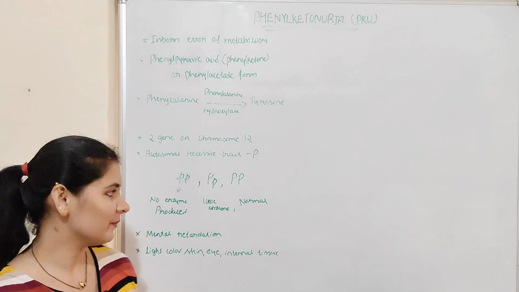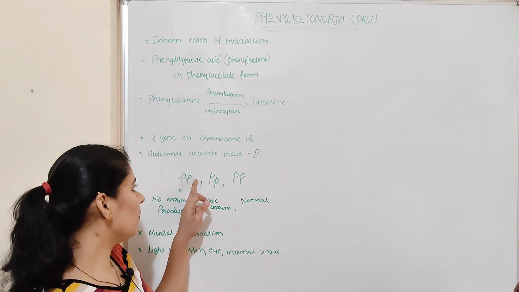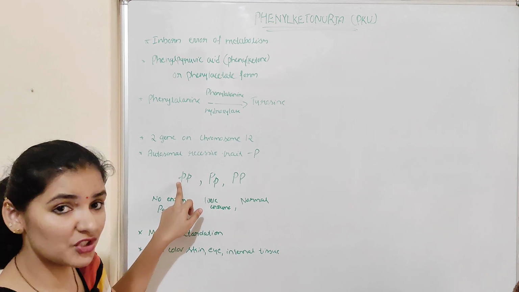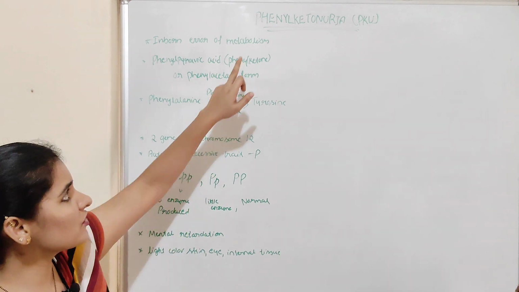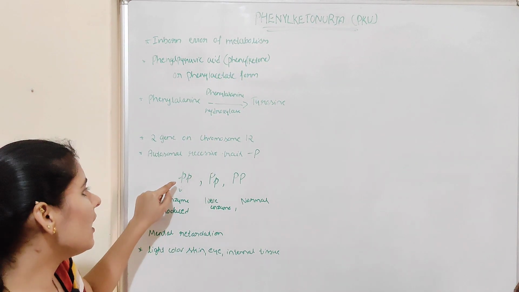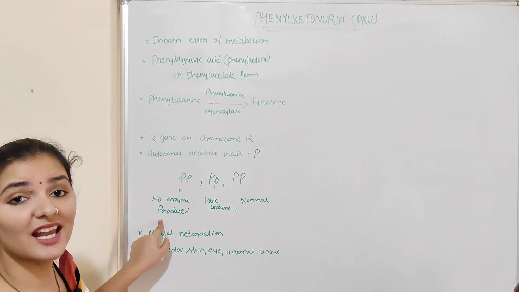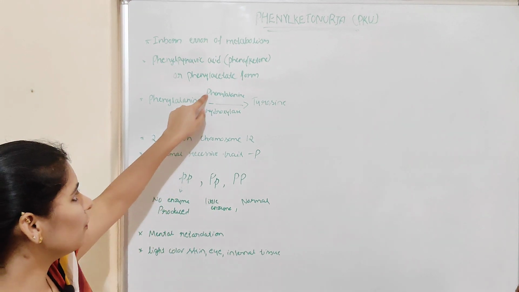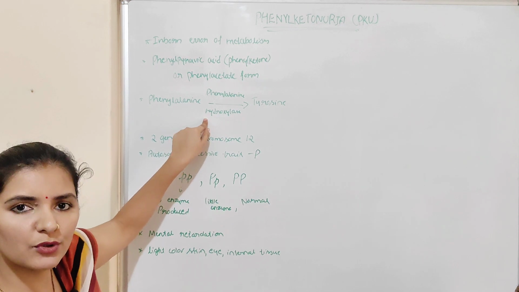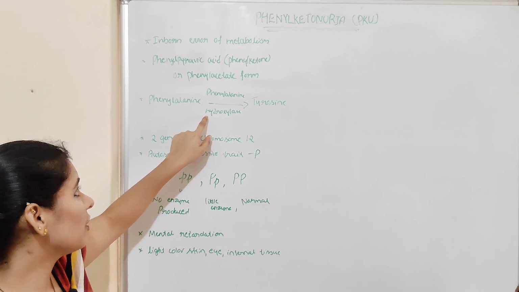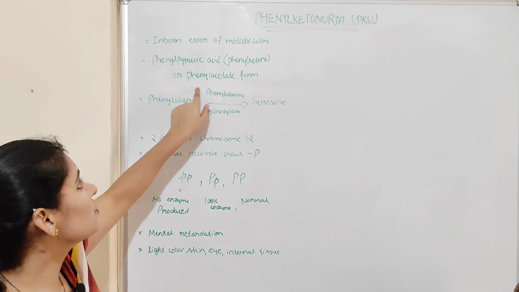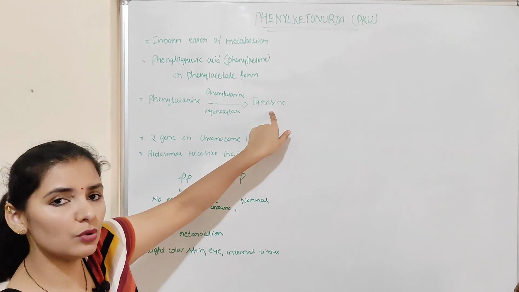In another condition, when both the homologous pair have this abnormal gene or recessive gene, the gene responsible for phenylketonuria, in this condition no enzyme is produced. So no phenylalanine hydroxylase enzyme is produced in this individual. So because of that, literally there is no conversion of phenylalanine into tyrosine.